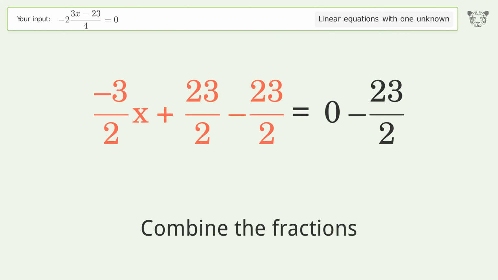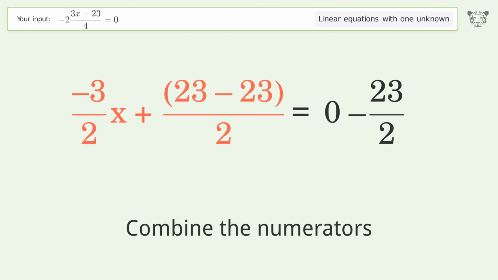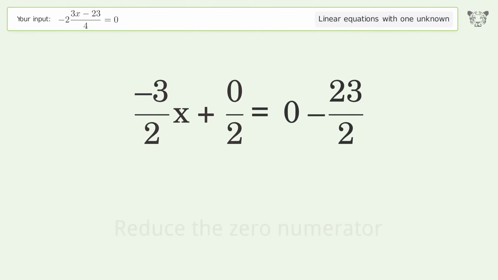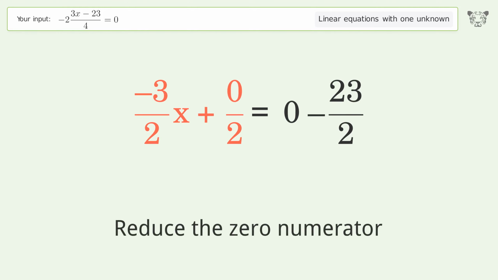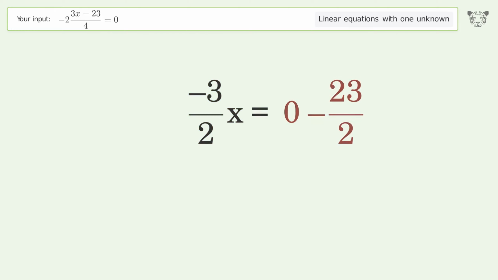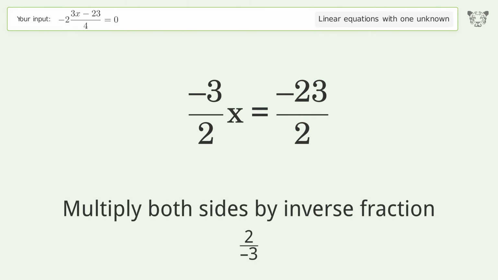Combine the fractions. Combine the numerators. Reduce the zero numerator. Simplify the arithmetic. Isolate the x. Multiply both sides by inverse fraction 2/3.